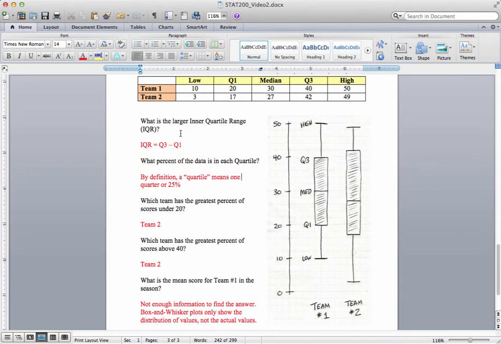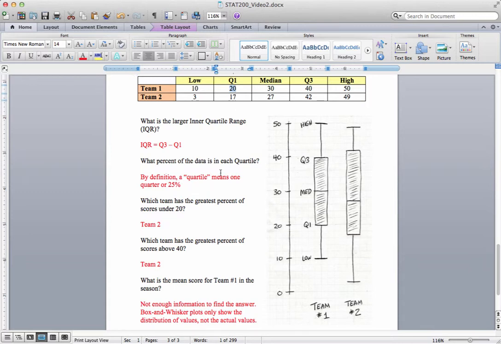So what is the interquartile range? The way you find the interquartile range is we take Q3 minus Q1. It's basically not the number of values, but the actual values themselves. The difference between Q3 and Q1 is the interquartile range. How big is this box? So for Team 1, I would take 40 minus 20, and my interquartile range will be 20.